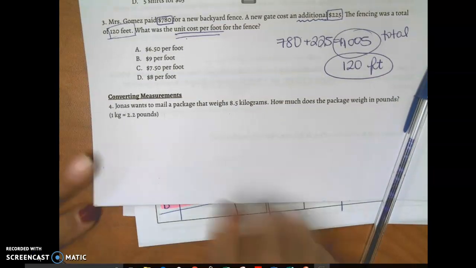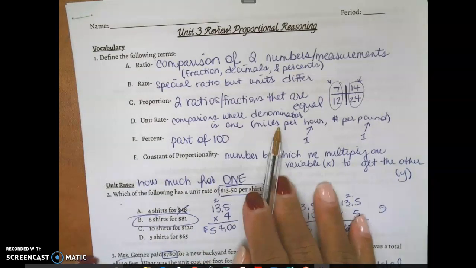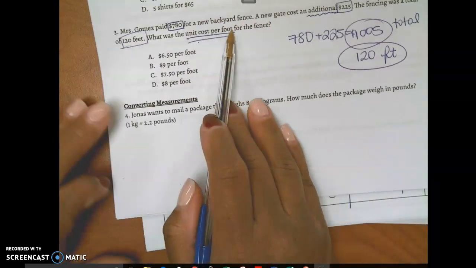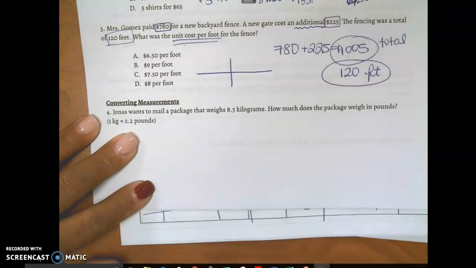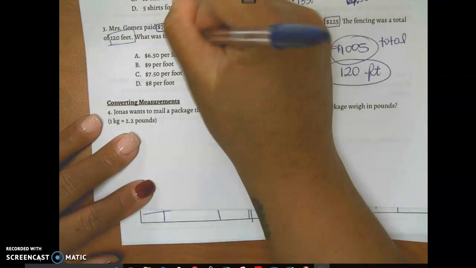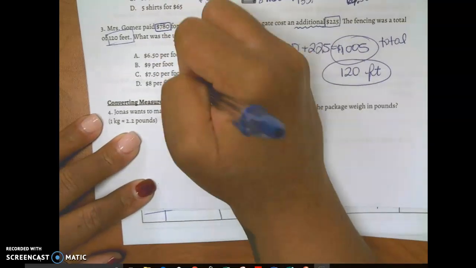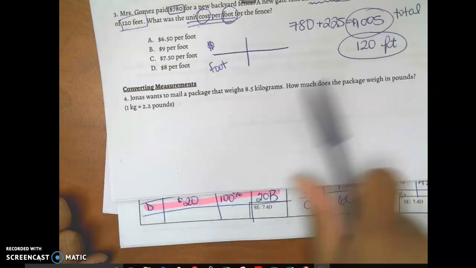Okay, unit rate. Comparisons where the denominator is 1. Miles per hour, dollars per pound. So this is cost per foot. So I need to make my proportion like I did on the Astros. And then what goes in the proportion? What are the things? Foot and cost. So cost goes on top. Dollars always goes on top. And foot or feet in the bottom.